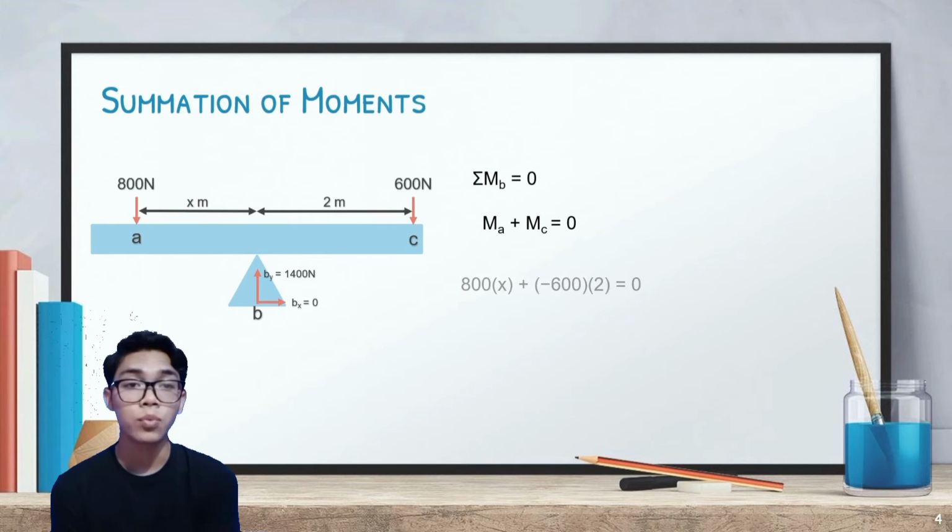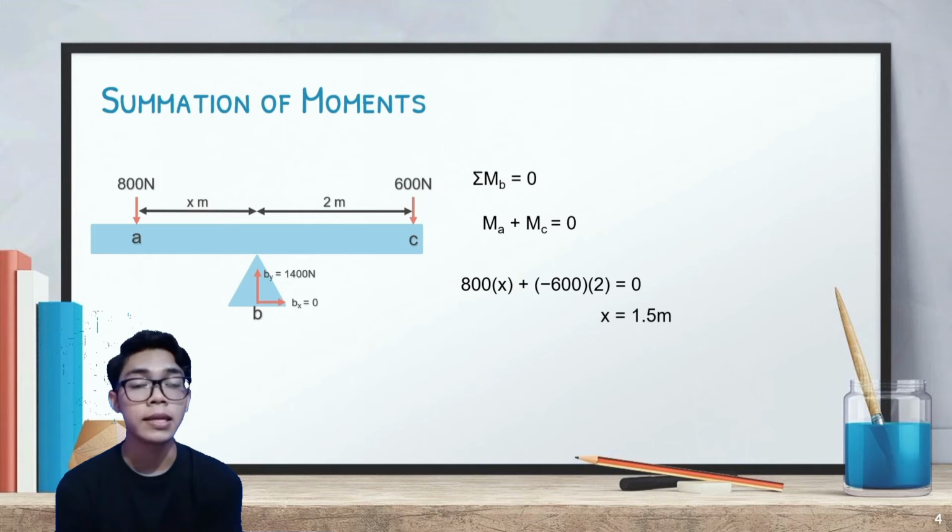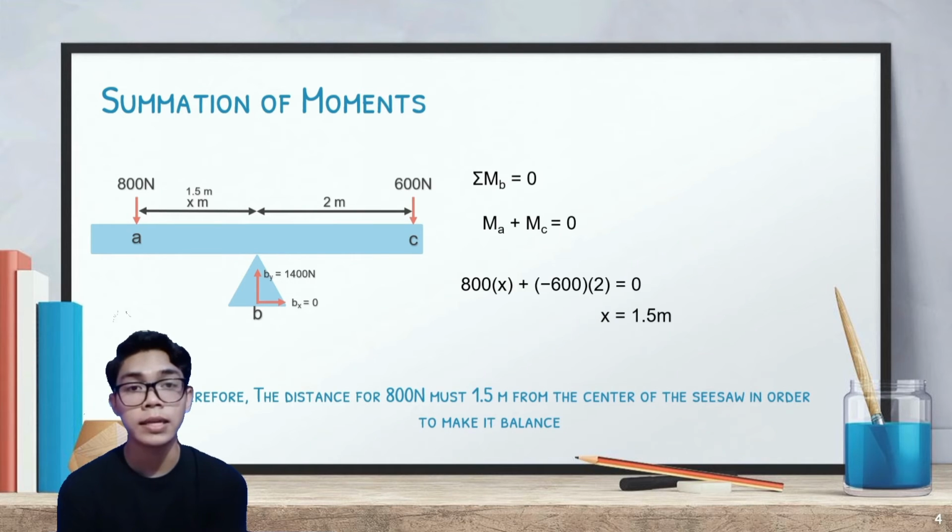For moment A, we have positive 800 Newtons because it is acting in the counterclockwise direction, and the distance from B is x meters. And for moment C, we have negative 600 Newtons because it is acting in the clockwise direction, and the distance from B is 2 meters. After all the calculation, the distance for the 800 Newtons from B is equal to 1.5 meters. I can conclude that the distance for the 800 Newtons from the center of the seesaw must be 1.5 meters in order to make it balanced.